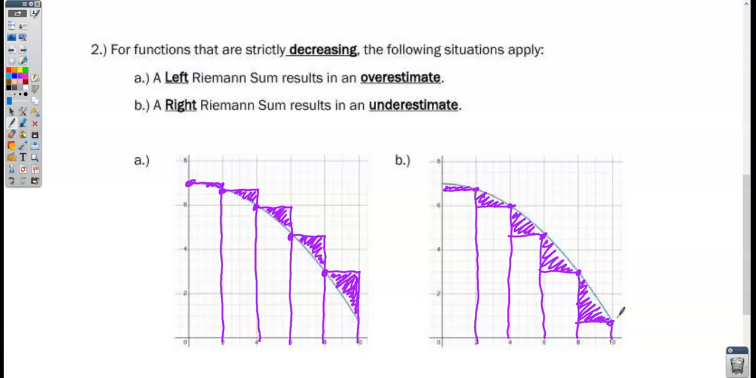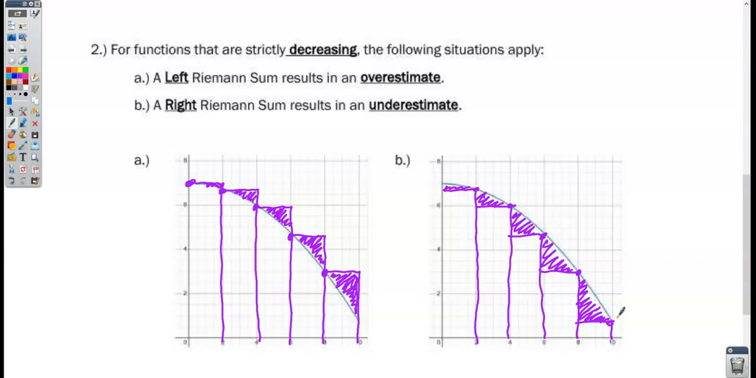So when we have functions that are strictly increasing or decreasing, we can definitively say 100% whether a Riemann sum, a left Riemann sum or a right Riemann sum, is an underestimate or an overestimate. And you'll frequently see these kinds of questions about these Riemann sum approximations, and you want to know how those work.